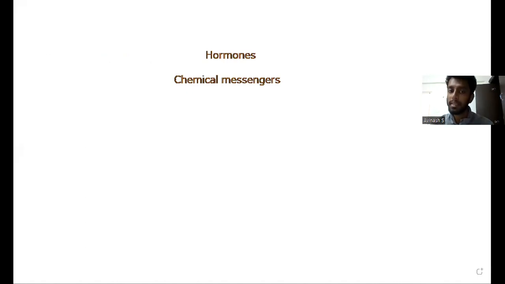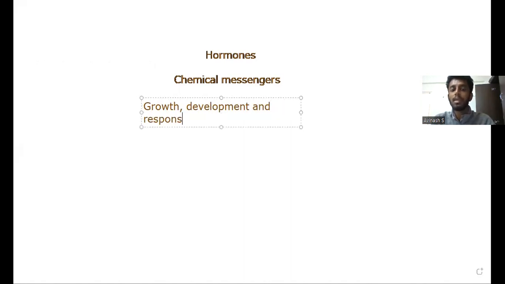Now, hormones are chemical messengers which are used mainly for three things. One is growth. The other one is development. And the other one is response. So it's mainly used for growth, development, and response. So what do I mean by this? There are certain liquids called hormones that are produced by the endocrine system in our body, which just diffuse into the blood. They are nothing but a few chemicals. They are chemical messengers. They help in the growth of the body.